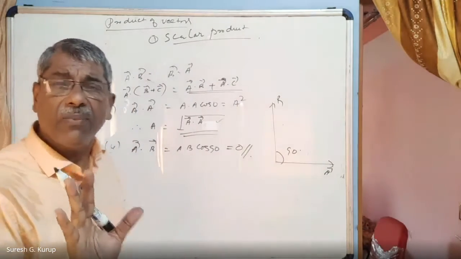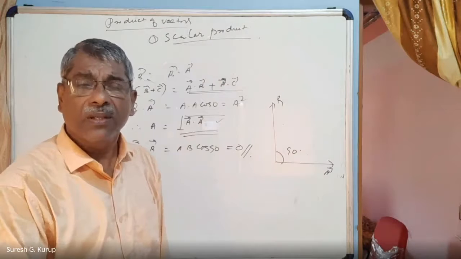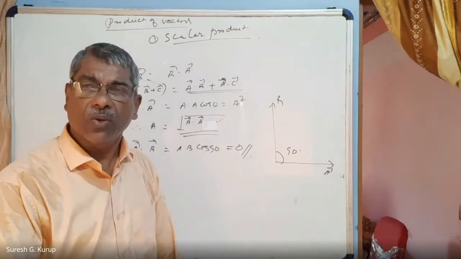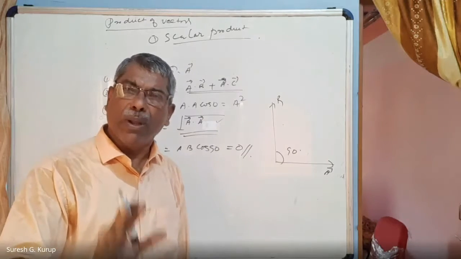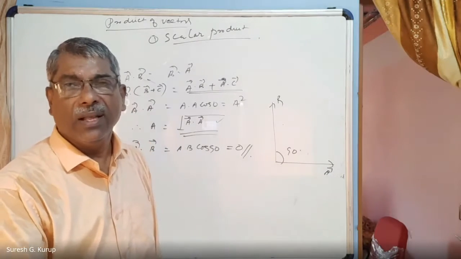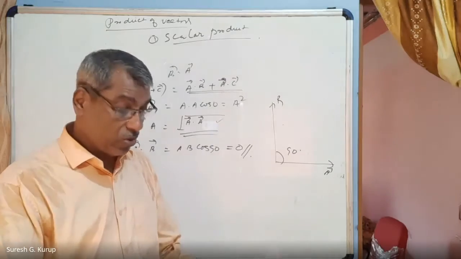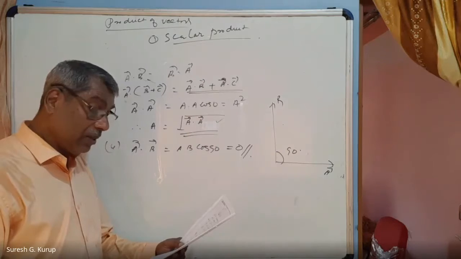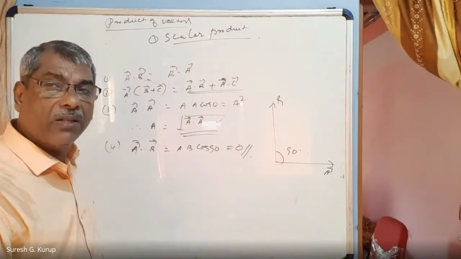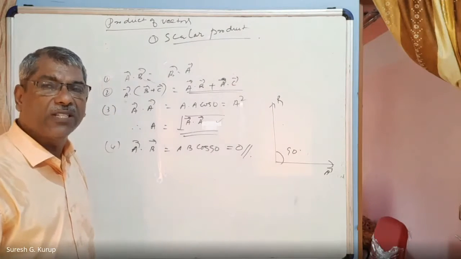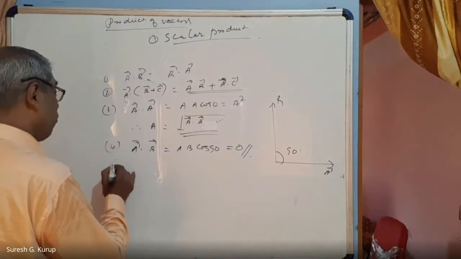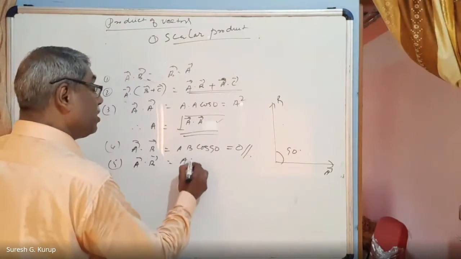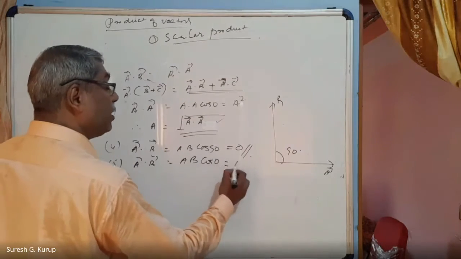So this is a very important point you have to keep in mind. The scalar product of two perpendicular vectors is always equal to 0. Now, when two vectors are parallel, their scalar product is maximum. That means vector A dot vector B is equal to AB into cos 0, that is equal to AB.